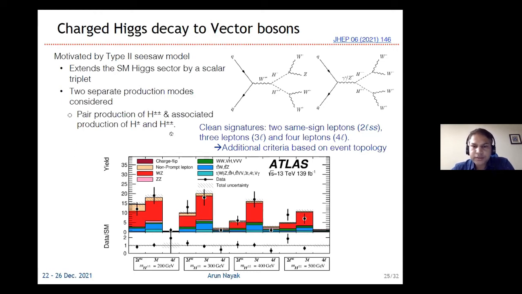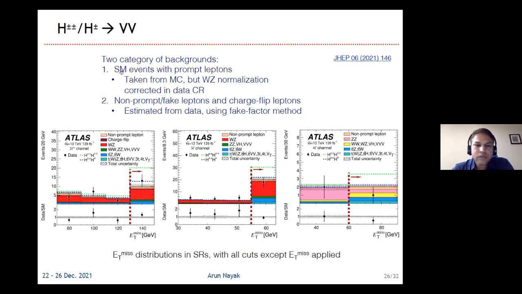Again, in this case you will have clean signatures with 2 same-sign leptons, 3 leptons, or 4 leptons, and then you apply additional criteria based on the event topology. This plot shows the number of events that you obtain in different signal regions and for different mass hypotheses. So you have 2 lepton same sign, 3 lepton, and 4 lepton for the mass hypothesis of 200 GeV, and similarly for 500 GeV and so on.